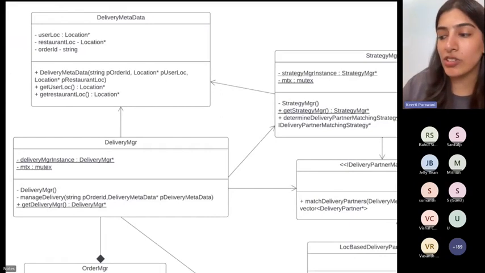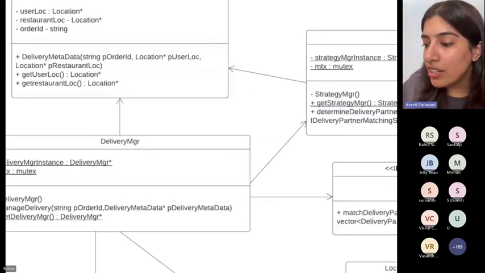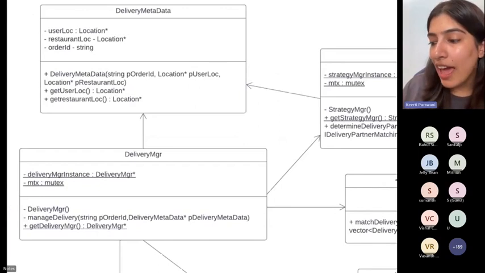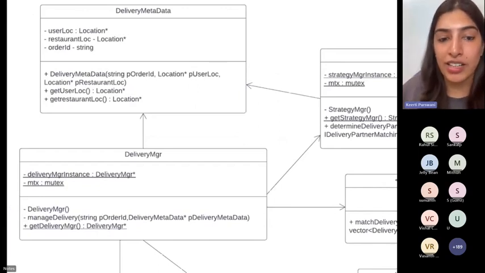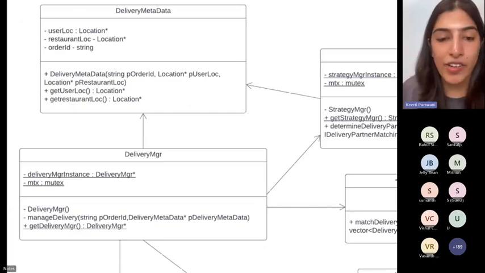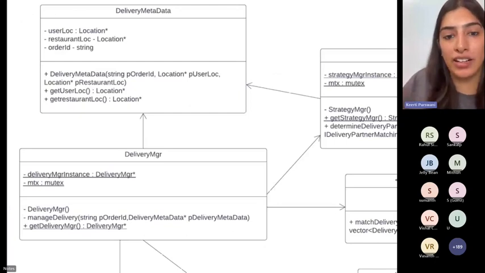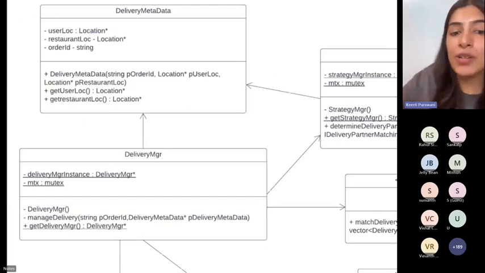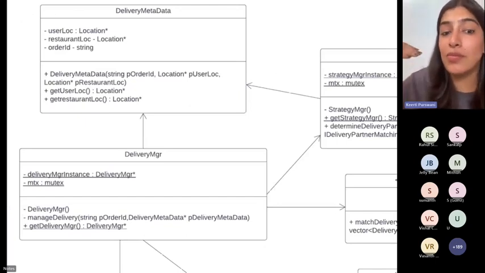Here you can see metadata also, it is association. See, here it is not like a delivery manager has an instance of delivery metadata. It is not like metadata is inside delivery manager at all, correct? But if you see in this manage delivery function, I am passing delivery metadata, right? So that means I can access delivery metadata. So if I can access delivery metadata, that means it is unidirectional association. My delivery metadata cannot access delivery manager, but my delivery manager can access delivery metadata.